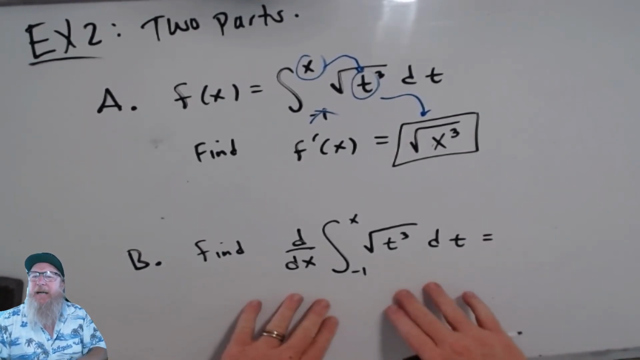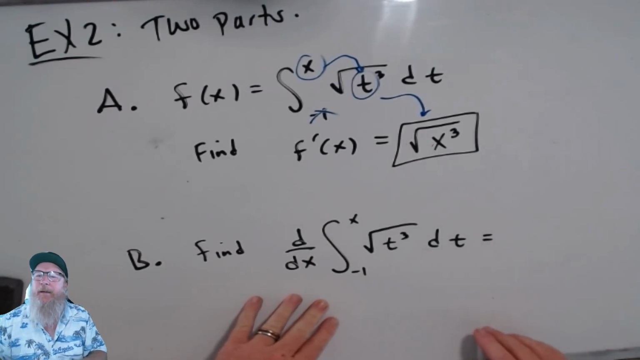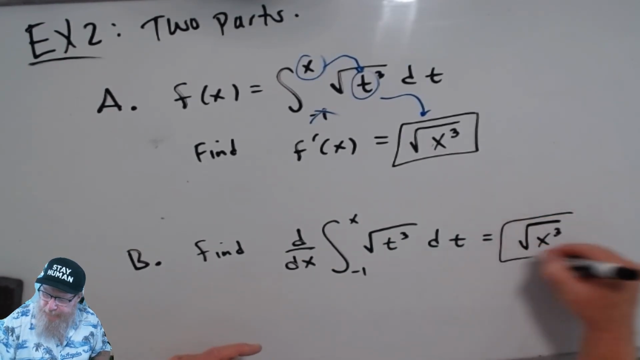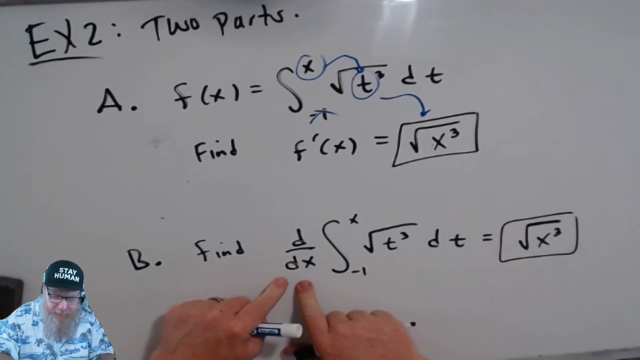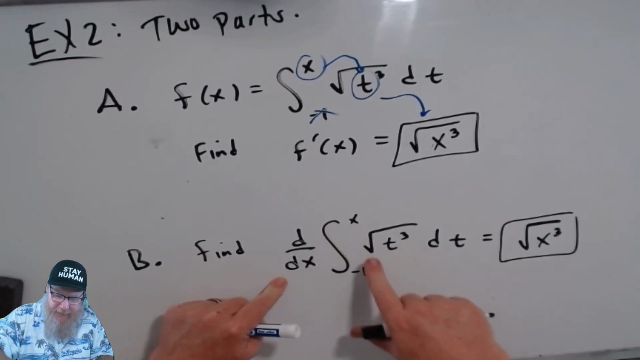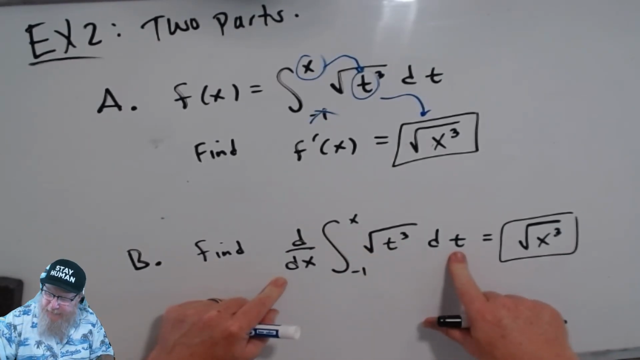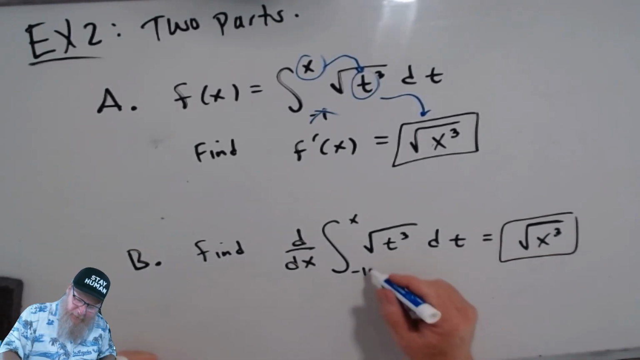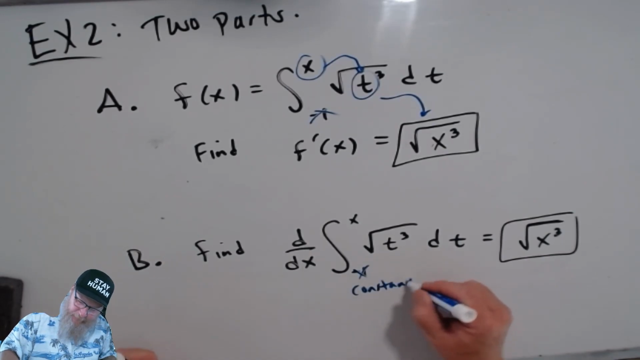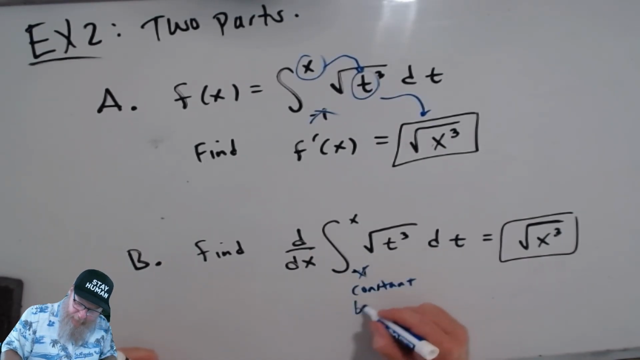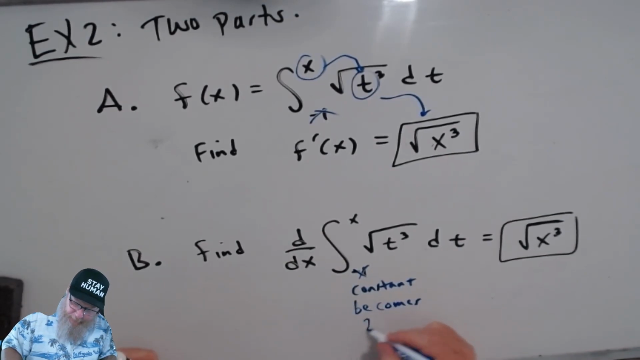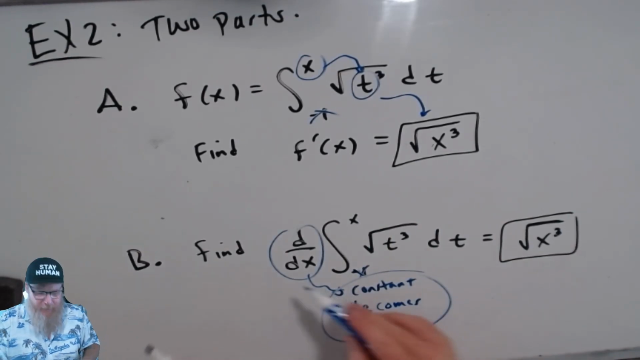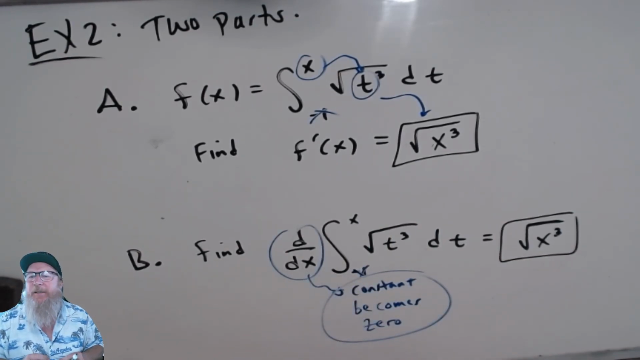All right, this one's nice because it's just one line, and it's the same exact answer. It says the derivative with respect to x of the integral from -1 to x of the square root of t cubed with respect to t is just the square root of x to the third. Again, the -1 is a constant. Because remember, you're taking the derivative and that's a constant, so that just becomes 0.